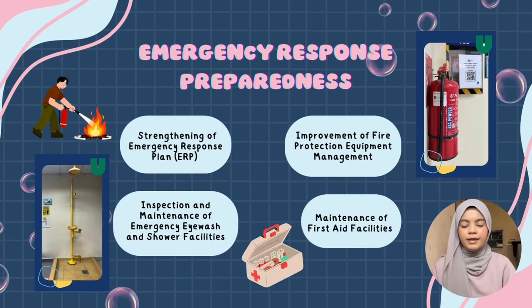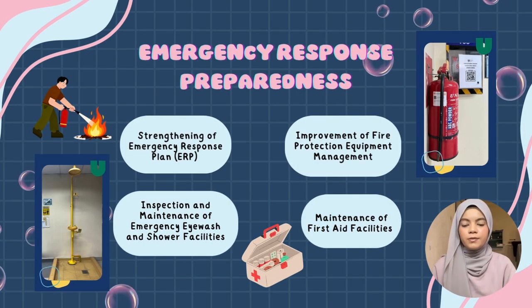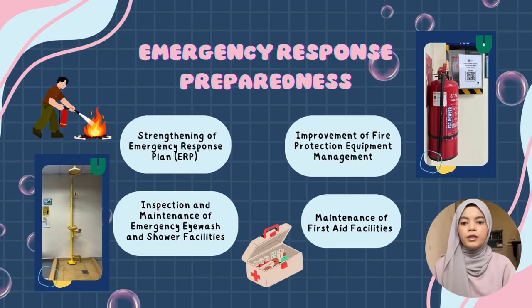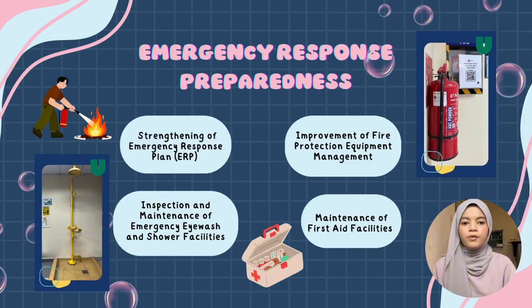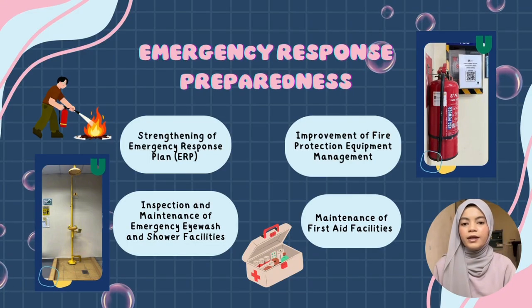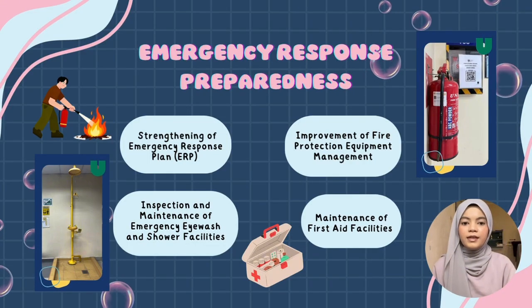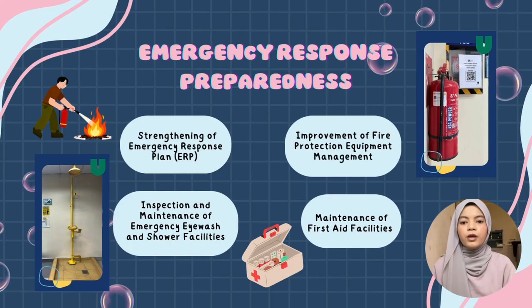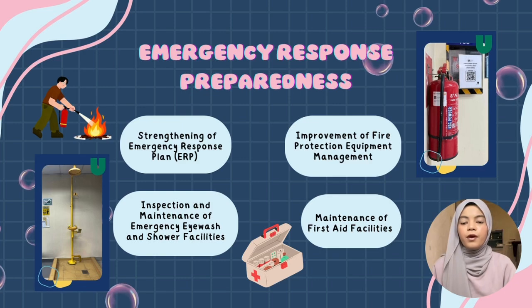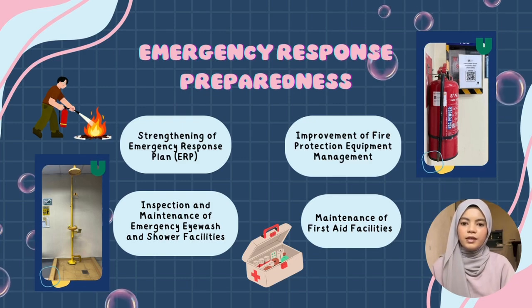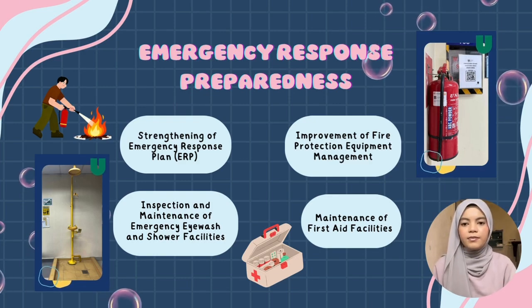For emergency preparedness, the workplace already has an emergency response plan, but it should be reviewed regularly to ensure it remains effective. Emergency drills should also be conducted to improve workers' preparedness for chemical spills, fire, and also accidental exposure. Fire extinguisher and other emergency equipment are available, and routine inspection and maintenance should continue to ensure they are always ready for use. Additional CO2 and foam extinguisher may also be considered for different type of fire hazard.